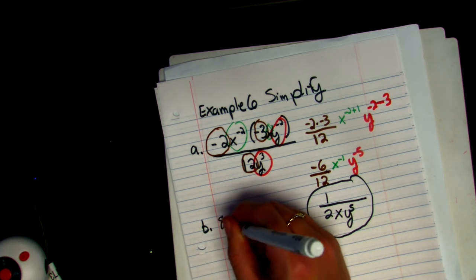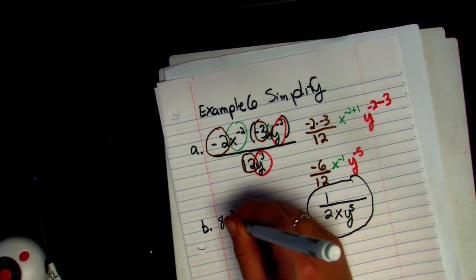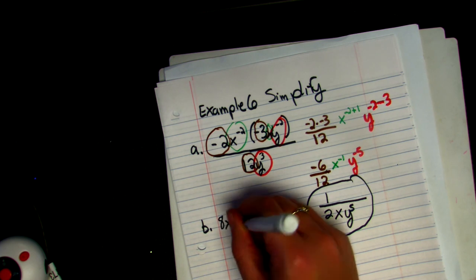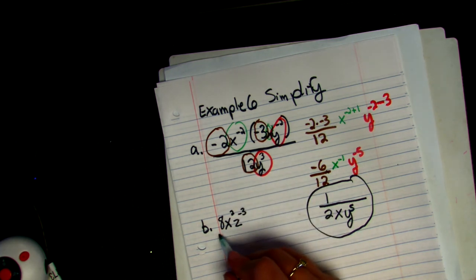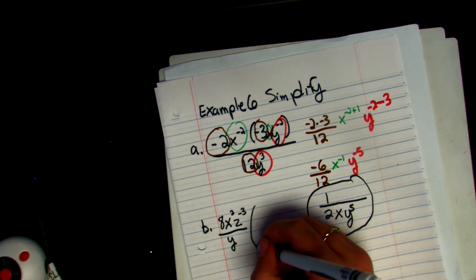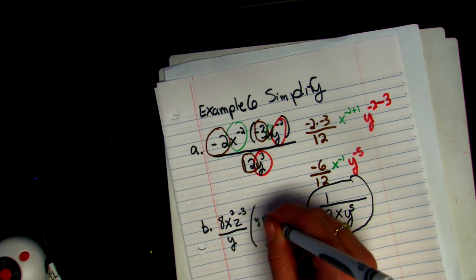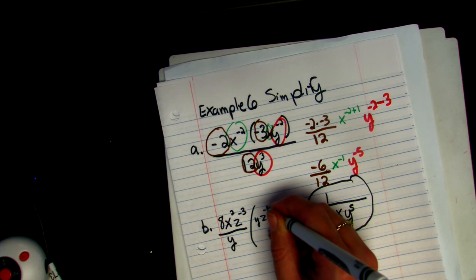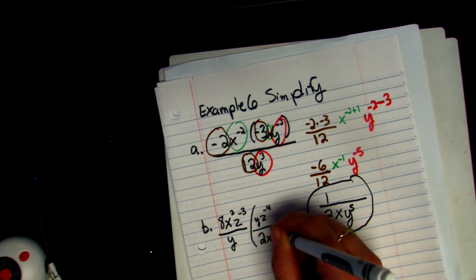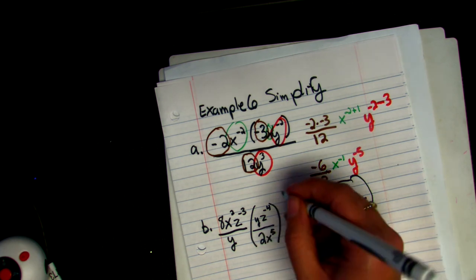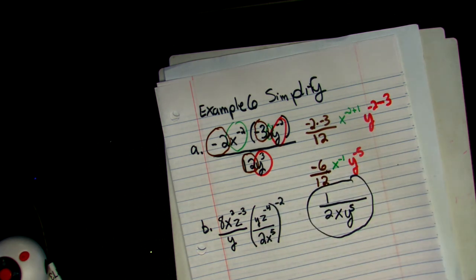All right, let's do part B on example 6, which is 8x squared z to the -3 over y times y z to the -4 over 2x to the 5th, all to the -2 power.